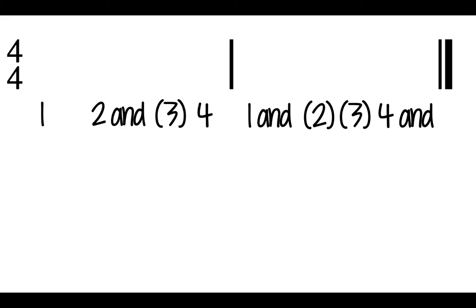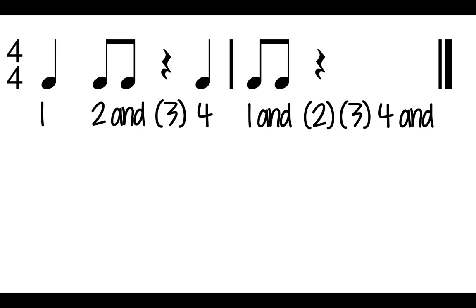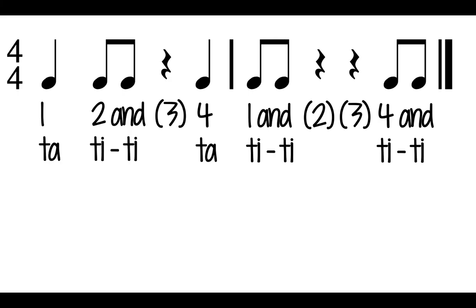It starts with 1, and it's not 1 and, so we know it's a ta. 2 and would be a TT. The 3 is in parentheses, so that would be a rest. 4 is not in parentheses, so we have a ta. 1 and is TT. 2 is in parentheses, so it's a rest. 3 is in parentheses. 4 and. So the say way would sound like this. Ta, T, T, ta, T, T, T, T.